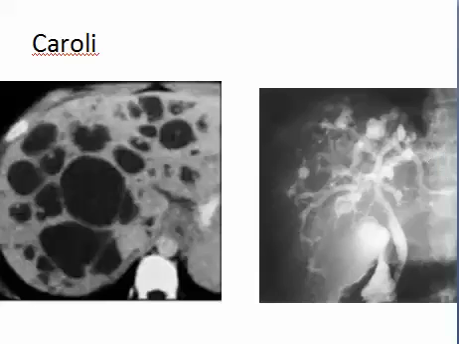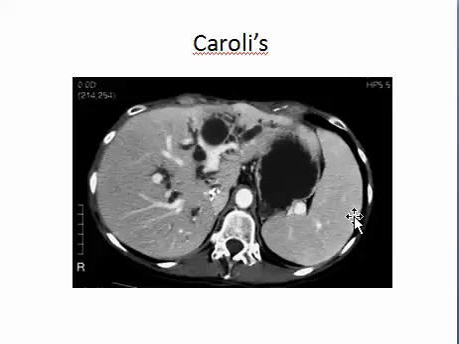So this will be another case of Caroli, where there are cystic dilatations along the biliary system with dilated biliary ducts, displacing and compressing the vessels, the portal veins.